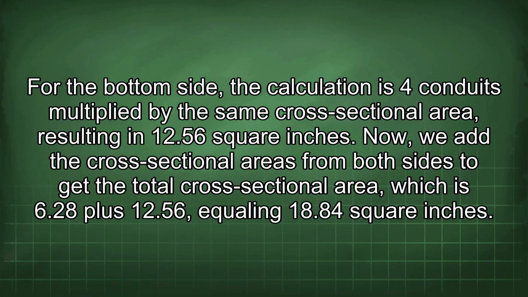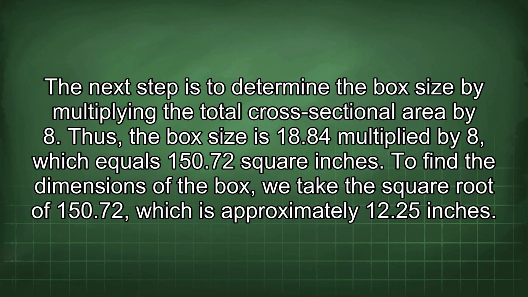Now, we add the cross-sectional areas from both sides to get the total cross-sectional area, which is 6.28 plus 12.56, equaling 18.84 square inches. The next step is to determine the box size by multiplying the total cross-sectional area by 8. Thus, the box size is 18.84 multiplied by 8, which equals 150.72 square inches.